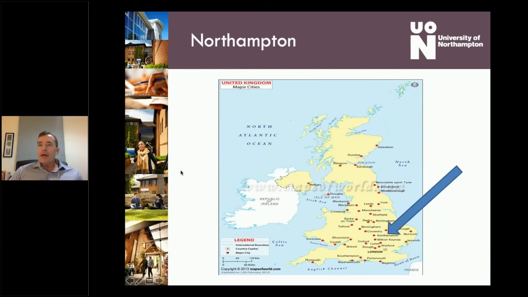I'm going to start with Northampton itself. Because most of you probably haven't been there, I've just put a map up here with a big arrow pointing to it that shows where it is in England. It's about 100 kilometers north of London, about an hour by train, and it's an old historic town that's been around for many, many years throughout English history.